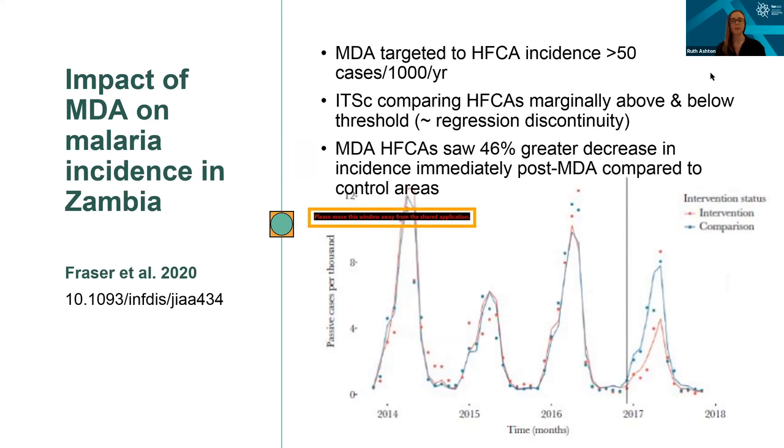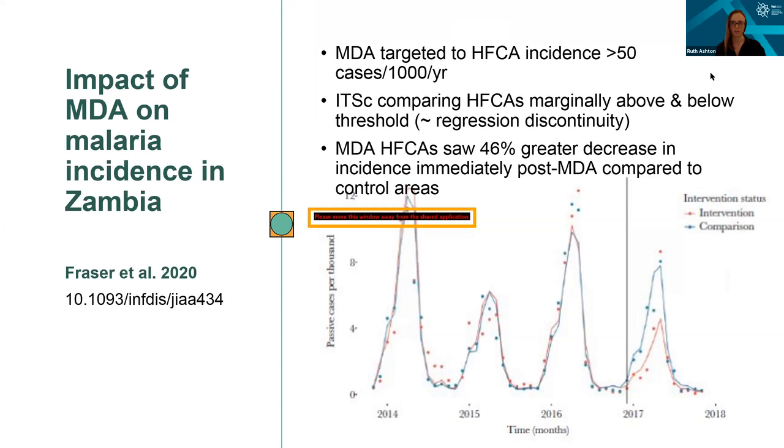So in a small number of districts in southern Zambia, where they're aiming for malaria elimination, they piloted and are now on a semi-regular basis doing mass drug administration for malaria. And the strategy to target which health facility catchment areas received MDA was based on the malaria incidence. So they used a cutoff of 50 malaria cases per 1,000 population per year. So the ITS method actually used health facility catchment areas which were just on either side of that threshold.